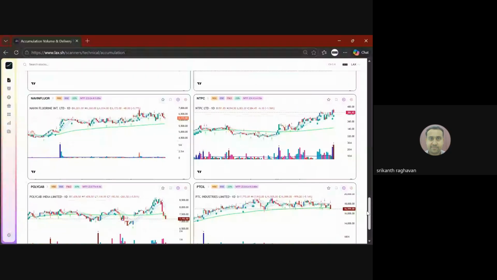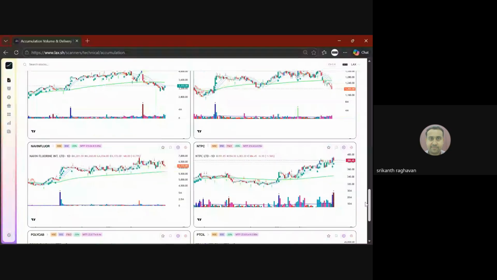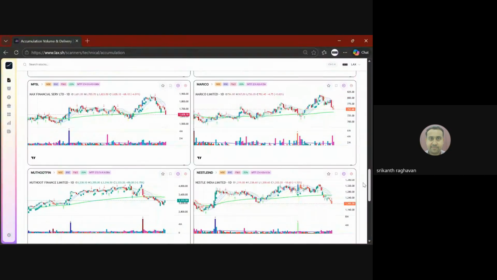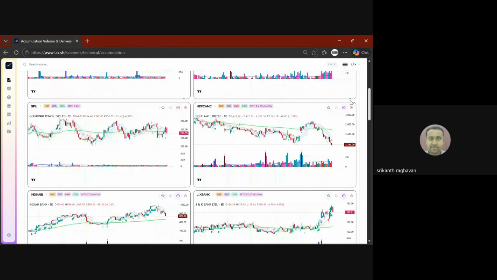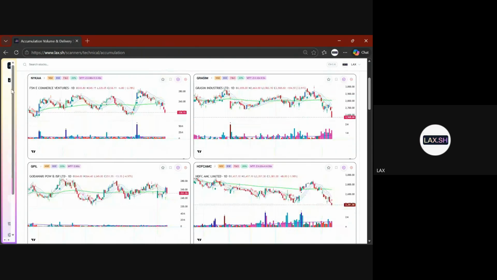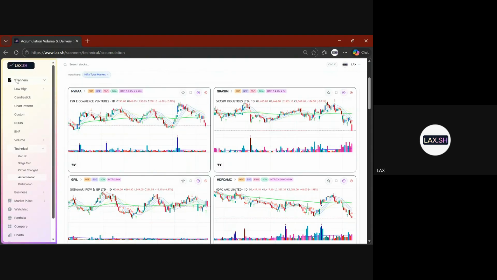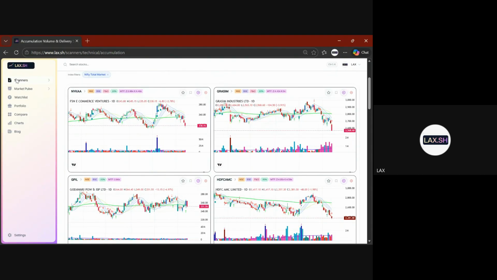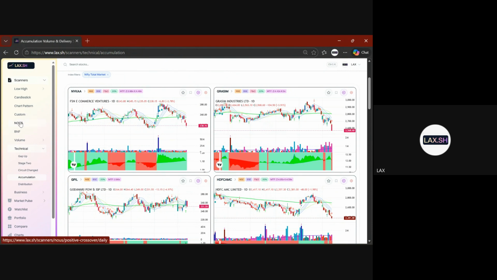Sir, Shrikant here again. Can we just try to filter for stocks which have just crossed over this news green line? All right. So that you have to do, go here, okay? The scanner tab, okay? Then you go to news, okay?